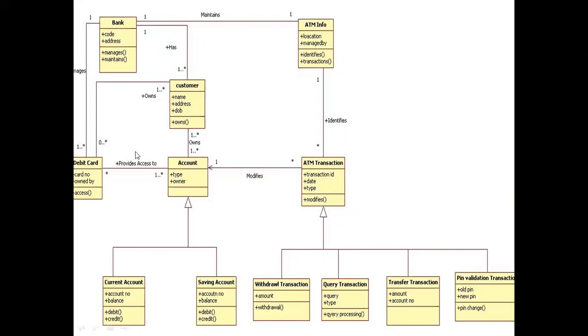So to design the ATM system, first you identify what the objects in the system are. Next, after identifying the objects, you find the relationships among them, find the properties of each object, and find the operations performed by each object.